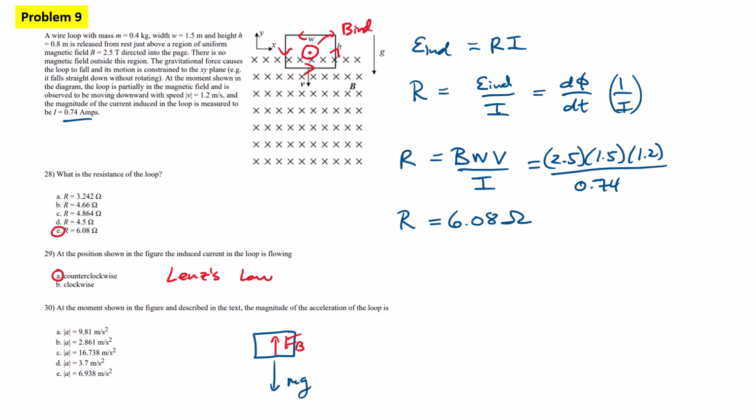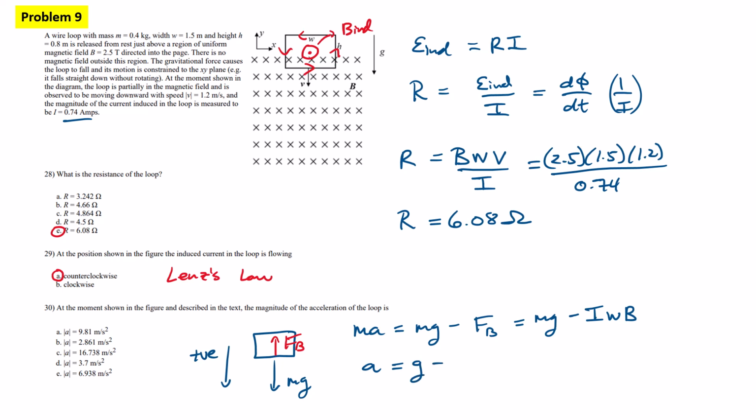To find the acceleration, you should always think of Newton's second law. ma is equal to mg minus F_B. Here I've taken down to be my positive direction, the direction of the acceleration. The magnetic force for this problem is easy. It's I L cross B. The length is the width, multiplied by the field. To get the acceleration, you just divide through by the mass.